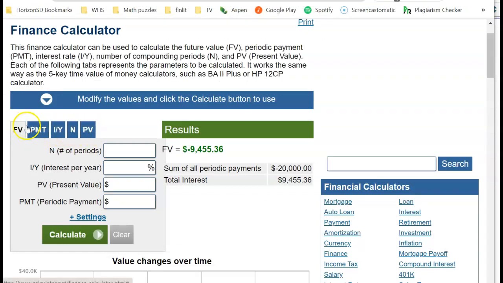Here you see the different options to solve for X, or what you're looking for. Let's go to payments. We're looking for the number of periods, the interest per year, and the present value, starting with 0. Future value, and notice here it asks you to start with a negative, so I think that's just what you need to do. Our future value, we want it to be $1,300.